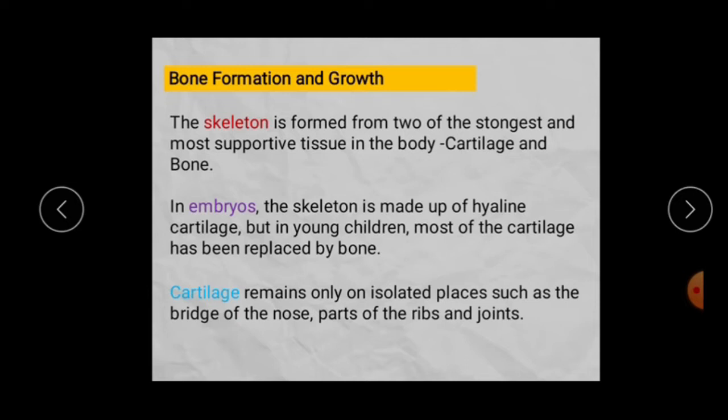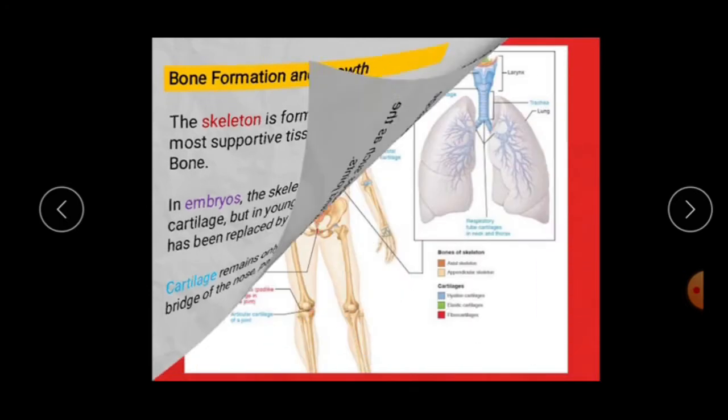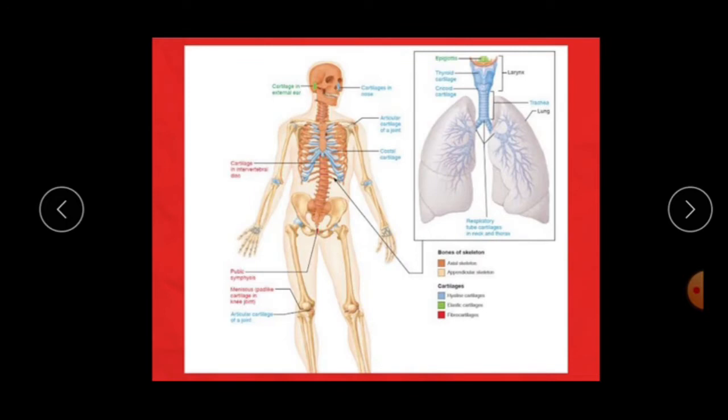In embryos, the skeleton is made up of hyaline cartilage. But in young children, most of the cartilage has been replaced by bone. Ang cartilage natin remains only in isolated places such as the bridge of the nose, parts of the ribs, and joint. Nakikita niyo sa picture kung saan naka-locate yung mga cartilage natin. Yan. So, nakikita niyo yung blue. This is the hyaline cartilage sa parts ng rib natin, joint, and sa bridge ng nose.